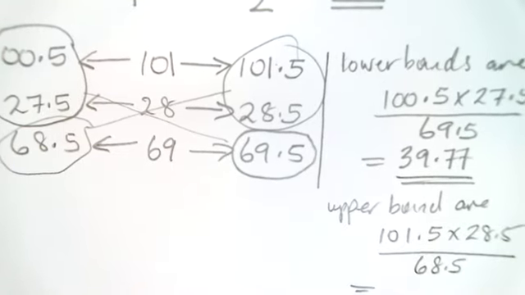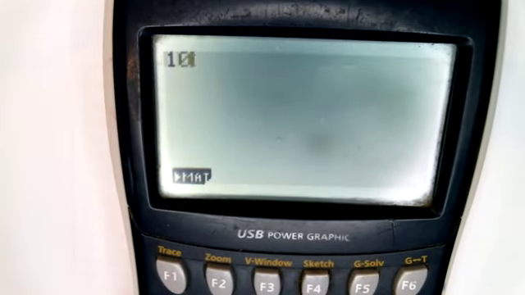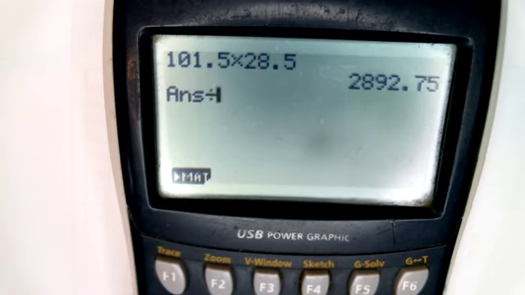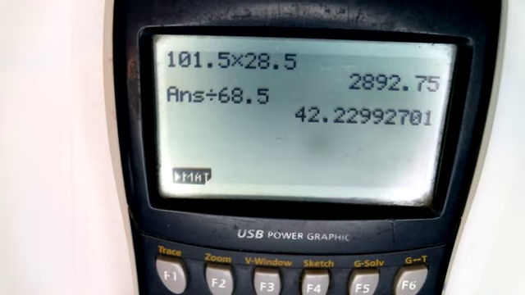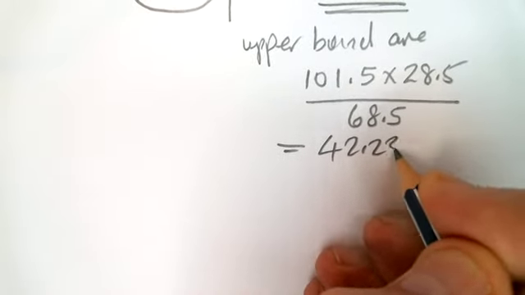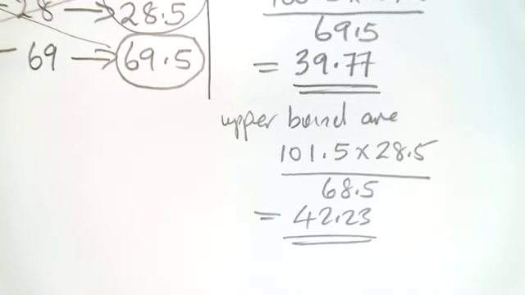Now, without distractions or not typing stuff in properly, let's see how we go. We're going to have 101.5 times 28.5, and that's going to be divided by 68.5. And we end up with 42.23. And so there's my upper bound here and my lower bound here. Hopefully that makes sense.